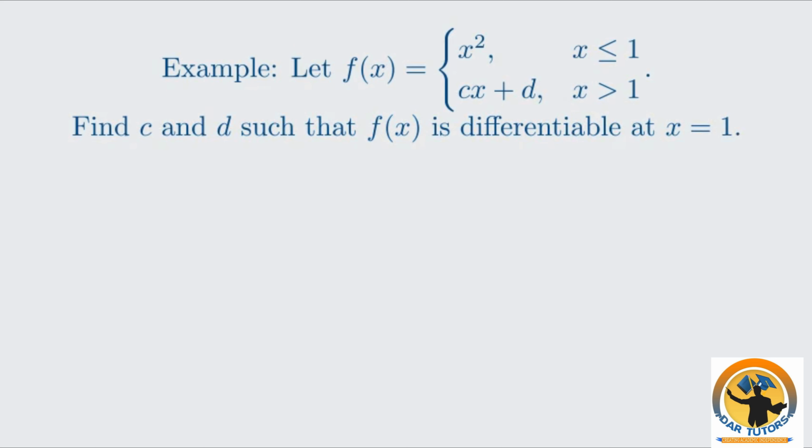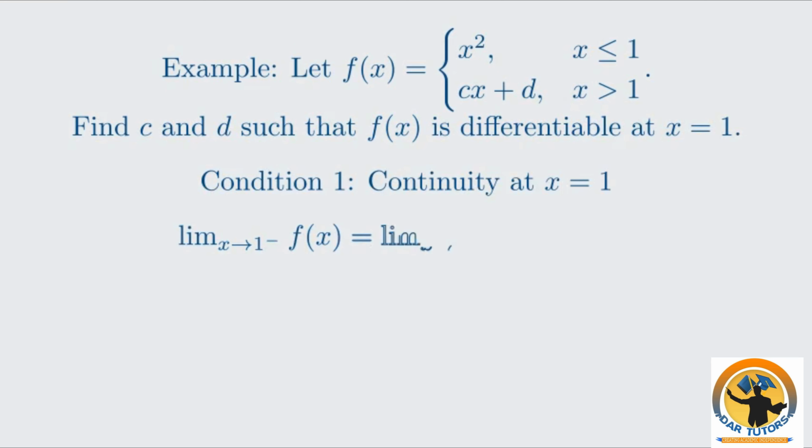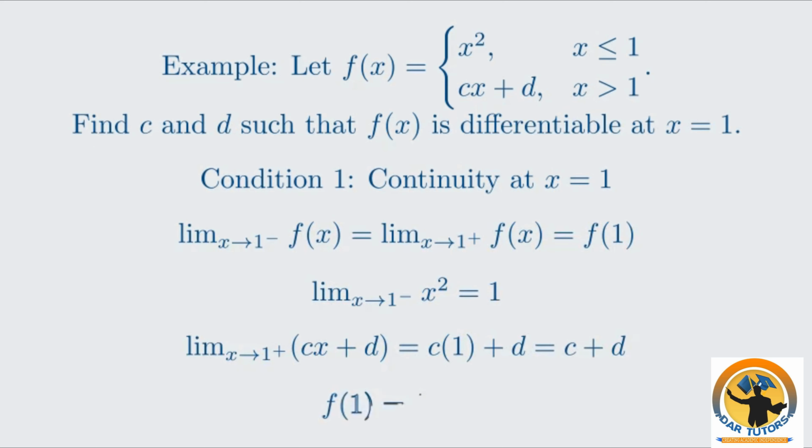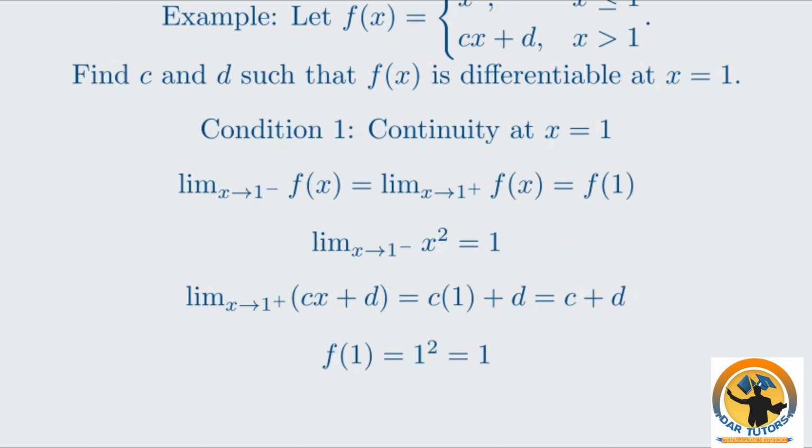Let's start with continuity. For continuity at x equals 1, the left-hand limit, the right-hand limit, and the function's value must all be equal. The left-hand limit is the limit of x squared, which is 1. The right-hand limit is the limit of cx plus d, which is c plus d. The function's value at 1 is 1 squared, which is 1. Setting these equal gives us our first equation, c plus d equals 1.